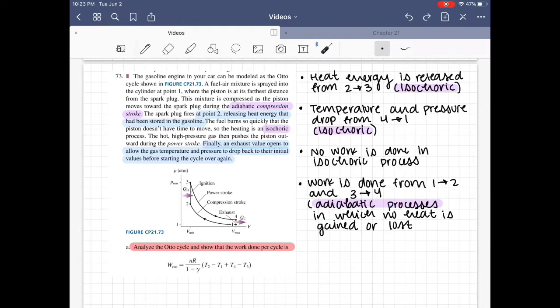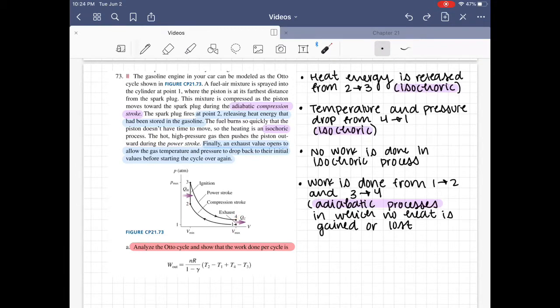And the same thing happens over here, where we're going from 4 to 1, the temperature drops, and similarly the volume stays the same, which means that this process is also isochoric. And we already studied before, and we know that during an isochoric process there is no work that is done. And you can also tell because the area under these curves is 0, so the work is going to be 0. So the processes during which no work are done are from 2 to 3 and from 4 to 1.